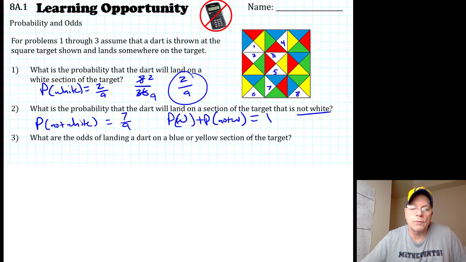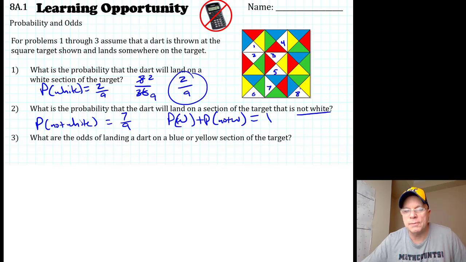We've already said it's going to land in the target. It's got to land on a white space or a space that's not white. So those two probabilities added together should add up to one whole. Those are complementary events. And so I just took 9/9 and subtracted the 2/9 to get 7/9.